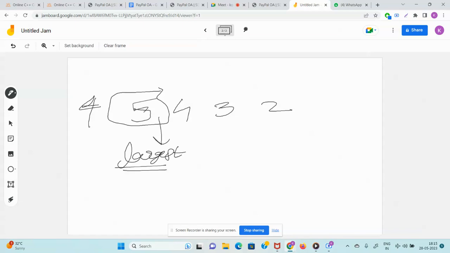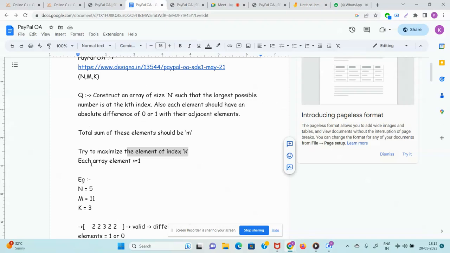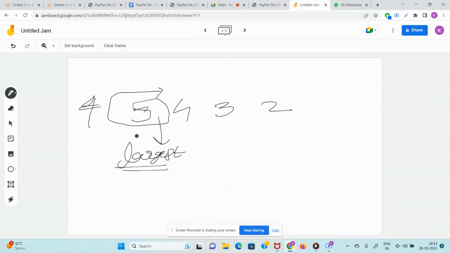And all the numbers should be greater than or equal to 1. It is clearly given. See, all array elements should be greater than or equal to 1. Guys, now tell me the largest number possible which you can write. You can use common sense. As the numbers are decreasing, what is the minimum number you can write? You should write a 1 here.